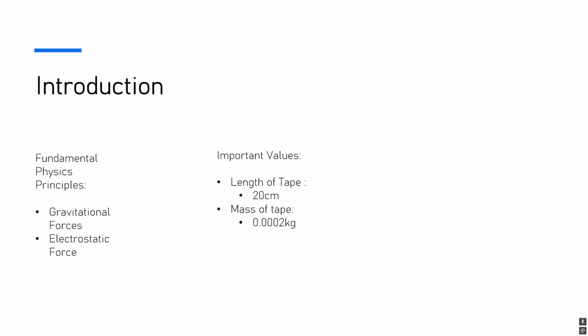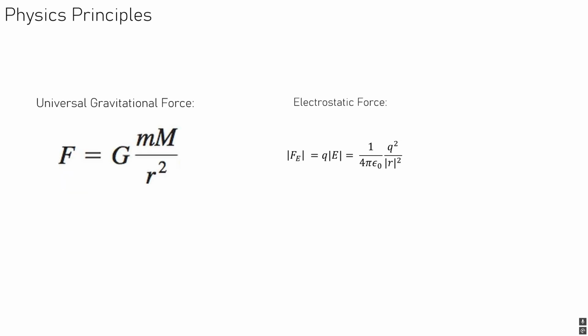Introduction. Fundamental physics principles used in this lab are gravitational forces and electrostatic force. Some important values for this lab are the length of tape being 20 centimeters and the mass of the tape being 0.0002 kilograms. Gravitation can be simplified to F equals ma for close-to-Earth surface calculations, which is the case in this lab.